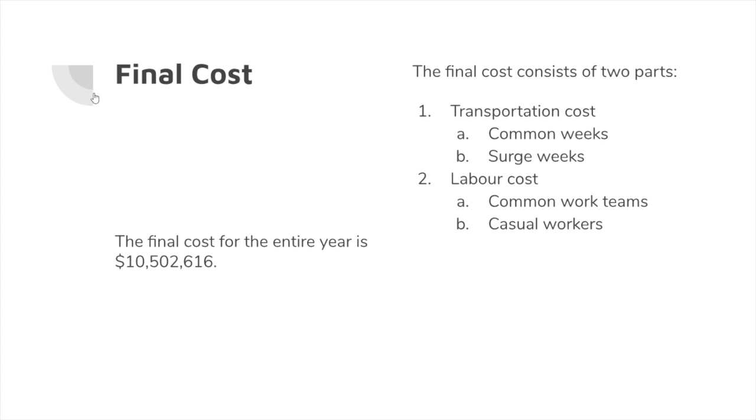It includes the cost of transportation from DC to stores, and also the labor cost for DC labor teams and casual workers. The final cost for the entire year is $10,502,616.